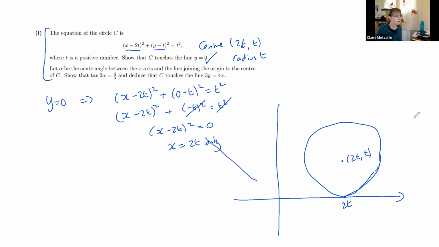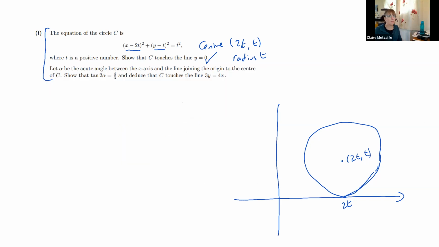Let's have a look at the next part. Oops, that's supposed to be a select button. There we go. Okay, so for the next part, we're going to let alpha be the acute angle between the x-axis and the line that joins the origin to the centre. So that might be a good idea to draw that line in so that we know what we're talking about. So this is the line that joins the origin to the centre. And it keeps going on forever. And this angle is alpha. Okay, then it says show that tan 2 alpha equals 4/3. That should really be the whole thing there.